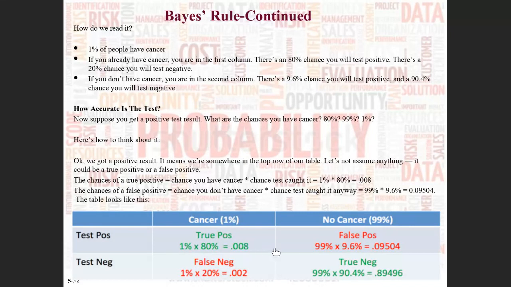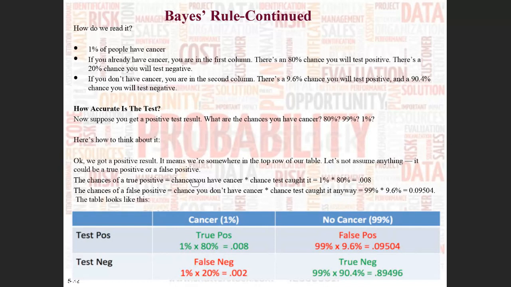Okay? So suppose that you get a positive test result. What are the chances you have cancer? 80%, 99%, 1%? Okay, so what are the chances?